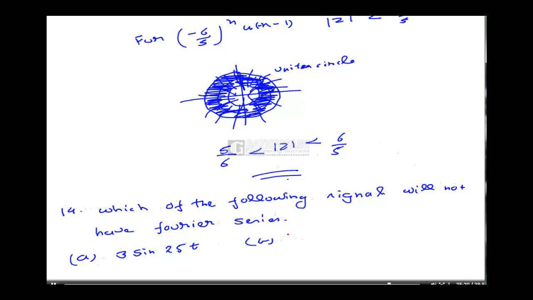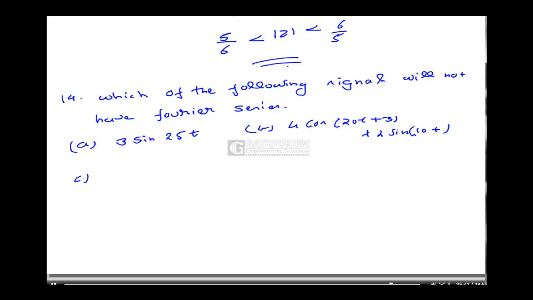Second one is 4 cos 20t plus 2 sin 10t. This is also a periodic signal. Third one is exponential of minus mod t times sin 25t. This is not a periodic signal. Fourth one, D, is a constant, D equal to 1. That is a constant, which is again a periodic signal.